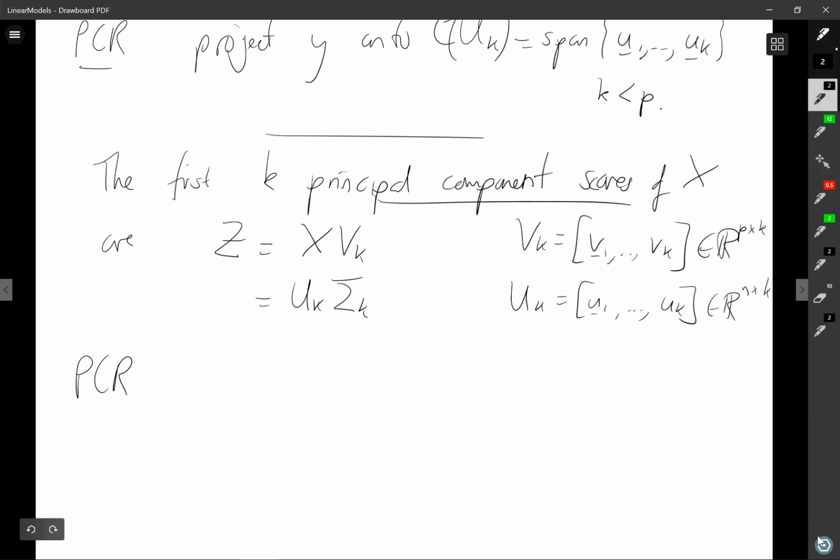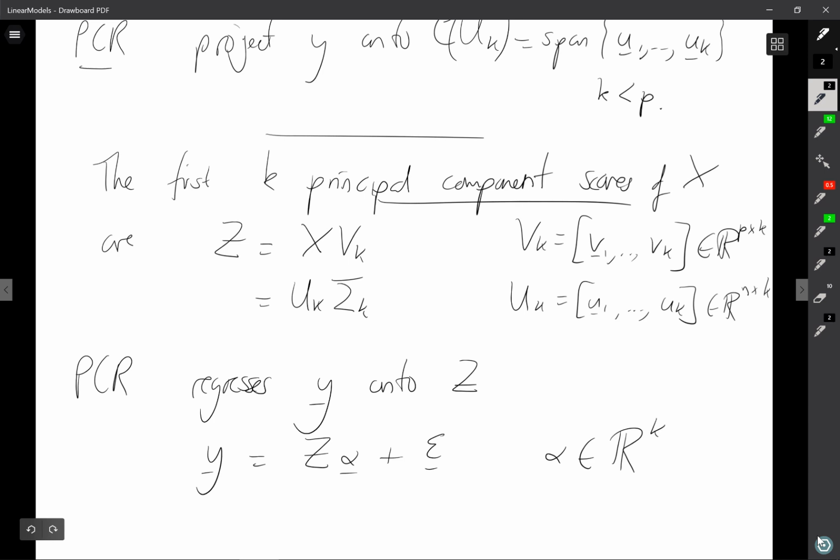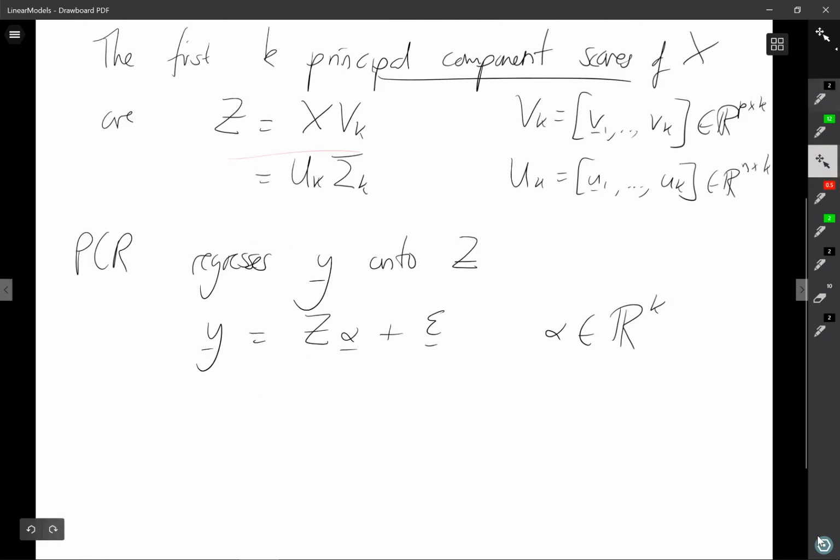So what PCR does, PCR regresses y onto z. In other words, we have the model y is z alpha plus an error, where alpha now is a k-dimensional parameter. So instead of doing linear regression with x, we instead do linear regression with z, where z are our principal component scores. Well, let's just do ordinary least squares estimation.